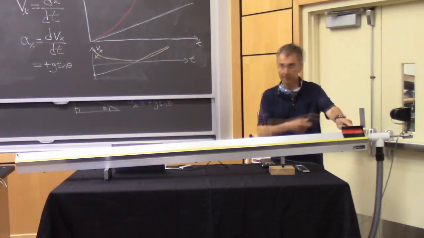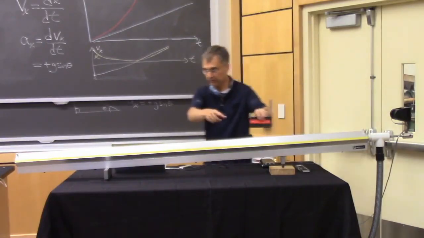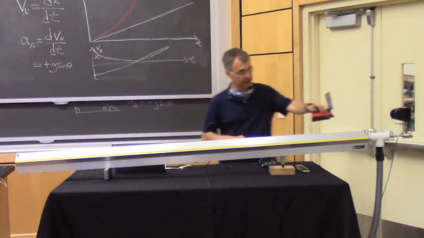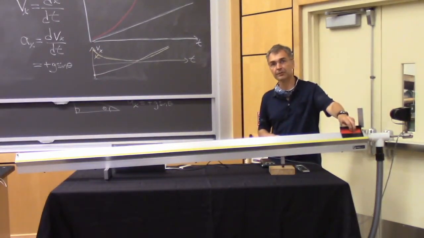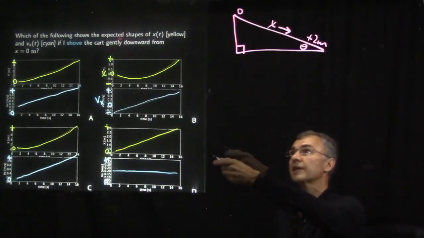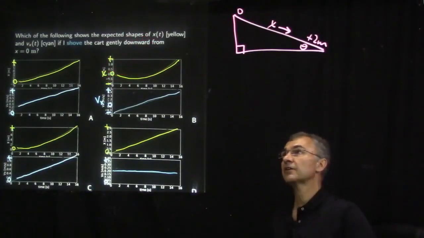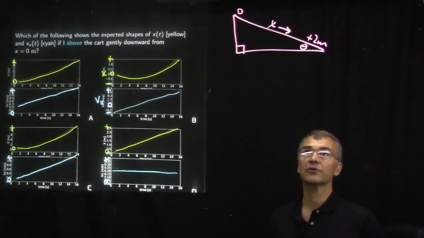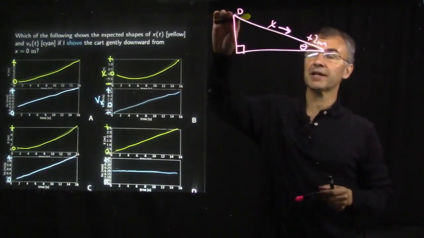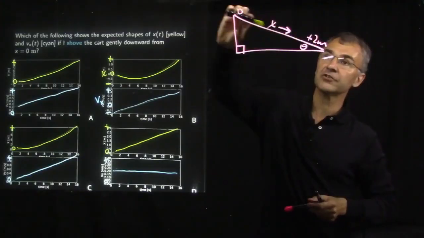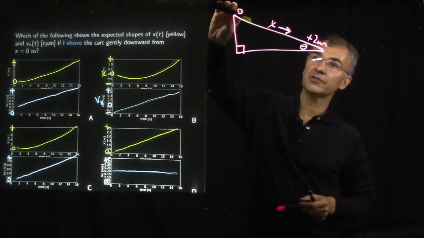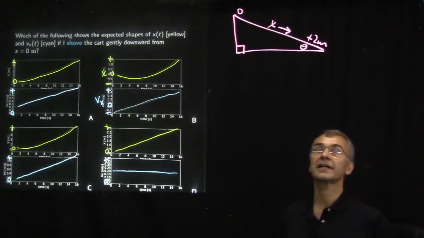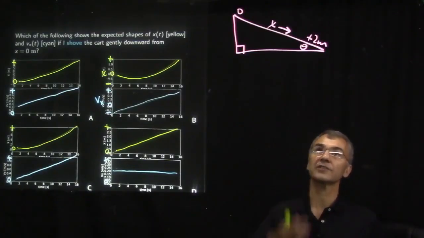The position starts out at x equals 0, and I guess it gets more and more positive. What about the x component of velocity? Also, what is the shape of that position versus time curve? Again, on the inclined air track, what is the expected shape of x of t in yellow and v sub x of t in light blue if I shove the cart gently downward starting at the top? So I start out at the top at x close to 0 and I give the cart a downhill shove. Its velocity starts out pointing downhill and then gets bigger and bigger in the downhill direction. And x starts out close to 0 and gets bigger and bigger.